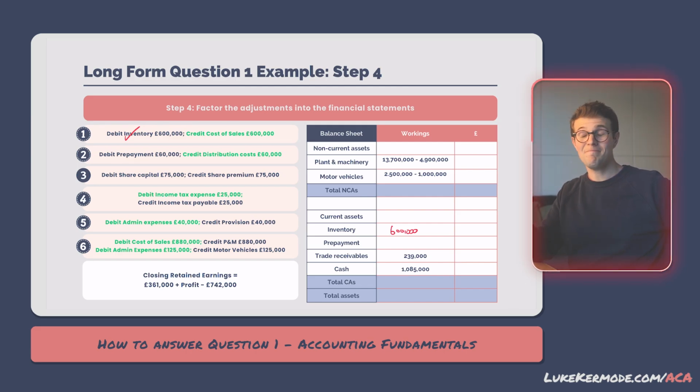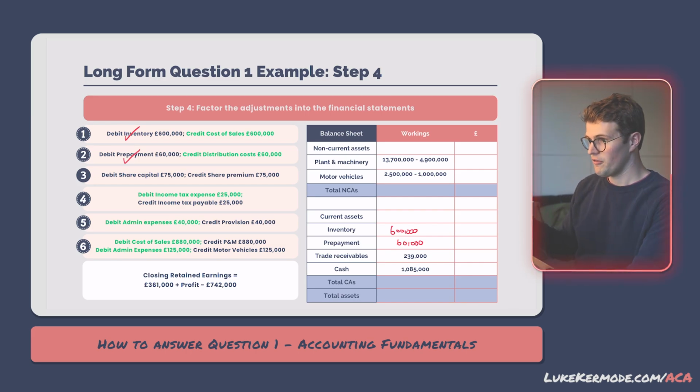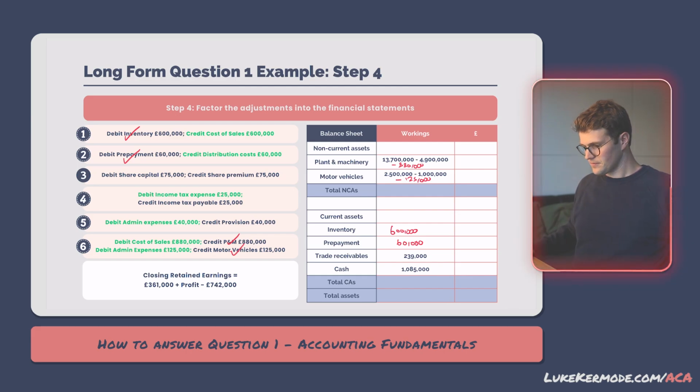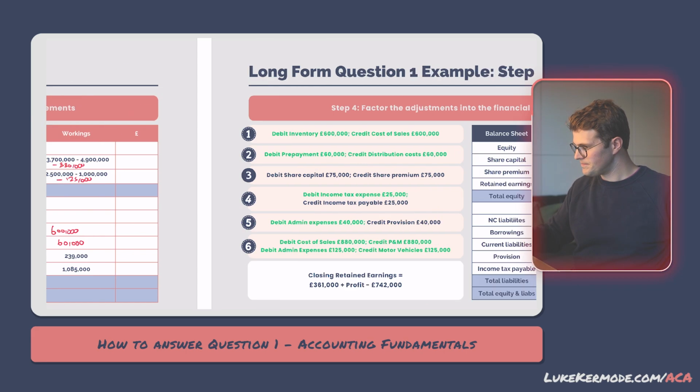Second, we post the prepayment for the insurance expense. That's a £60,000 current asset, and that represents the 9 months of insurance coverage that relates to the next financial year. Next, we need to factor in the depreciation. So for plant and machinery, we need to reduce its value by 880,000, and motor vehicles we reduce by 125,000. So that's everything on the asset side of the balance sheet.